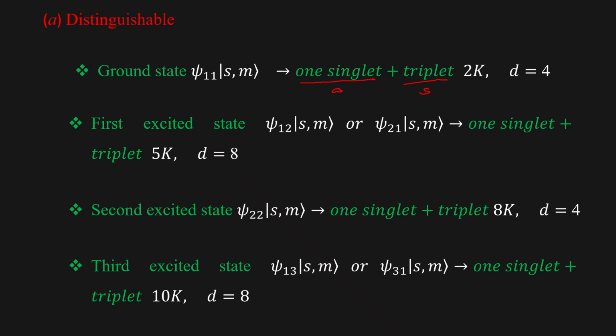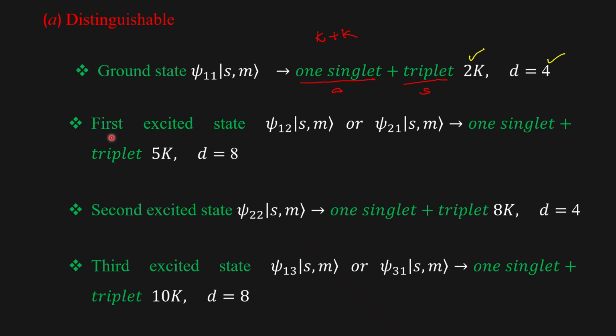Now you know that both particles will have the same energy, k plus k, because both are in the ground state, and k is the ground state energy. Then what about the total energy? K plus k is 2k. Then about degeneracy: there is one singlet and one triplet, so totally the degeneracy is four.